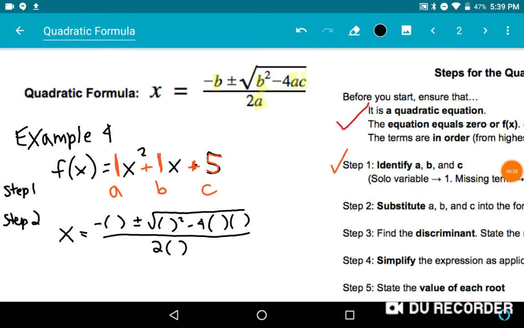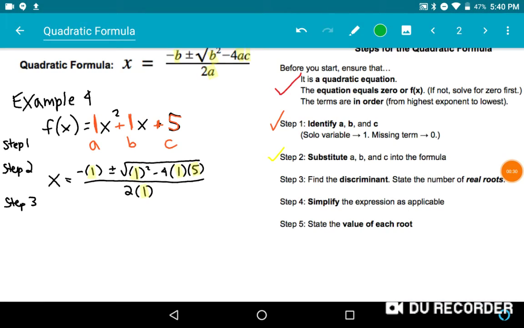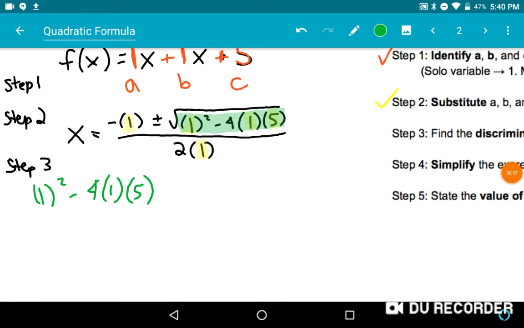Here's step 2. And we're ready for step 3, which is to find the discriminant. So when I do this out, I get negative 19. That means we're looking at two imaginary roots.